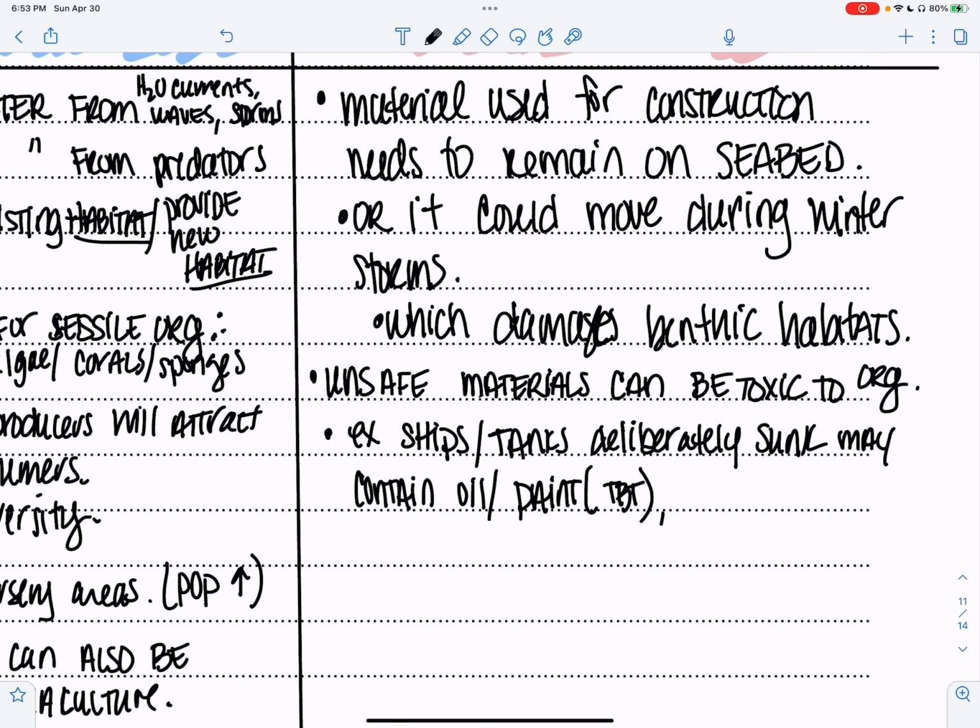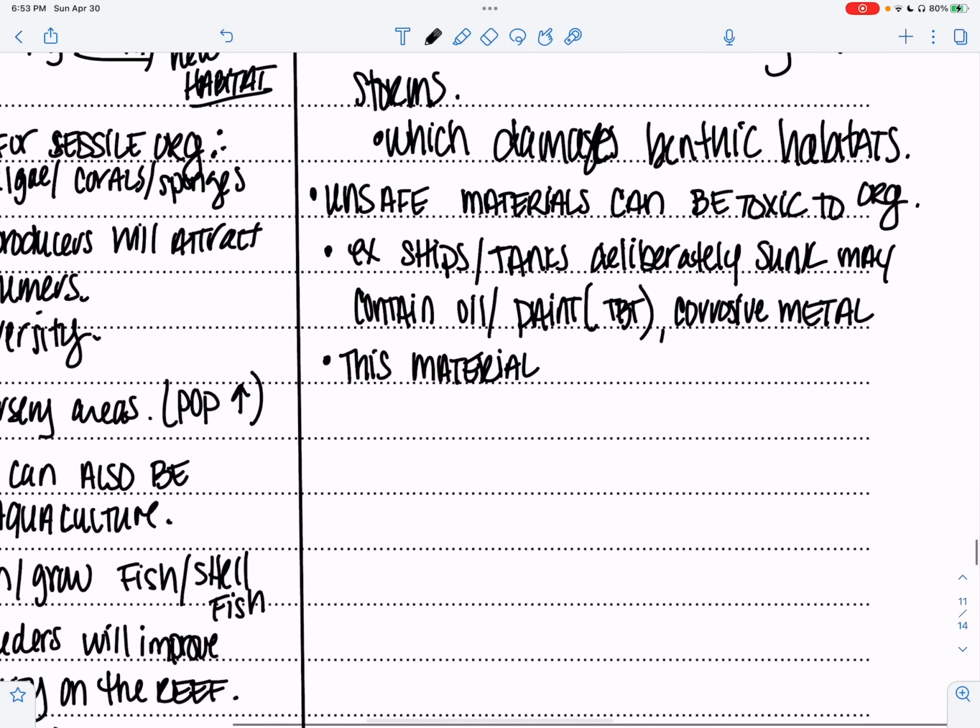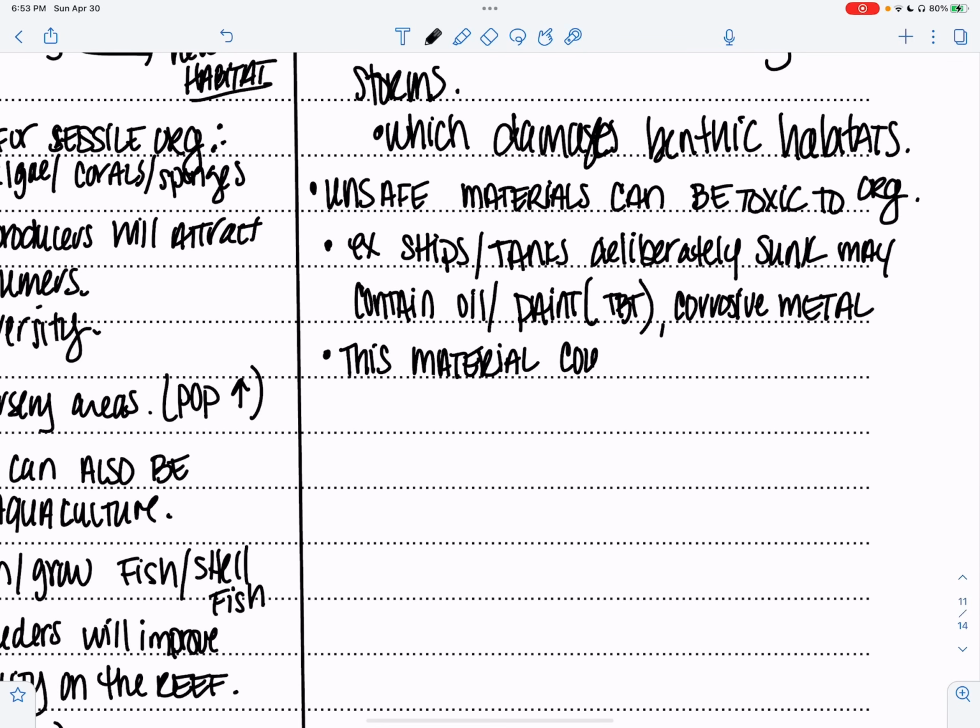Corrosive metals, batteries, the unsuitable material. So this material could erode very quickly, and then that's such a waste of money. So the reef ball is actually better.